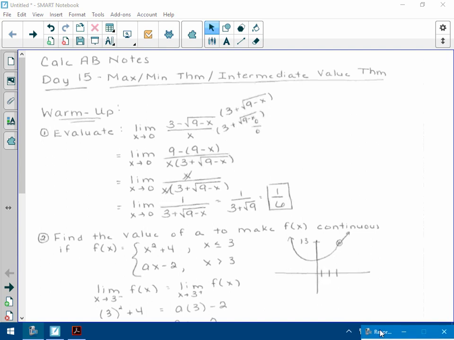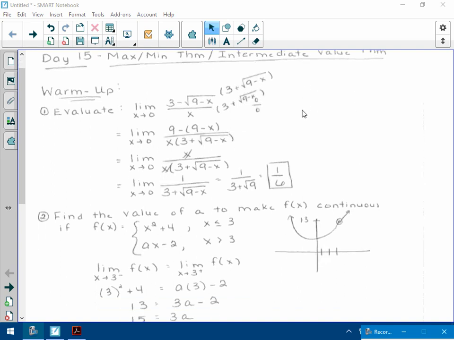All right, welcome to day 15 of the Calc Notes. Now today is a little trickier. We're going to talk about the max-min theorem and the intermediate value theorem. They're actually things that make a lot of sense, but I think it helps just to hear them talked out a little bit. First, some warm-up questions, because there is a quiz on limits coming up, and these are some of the quiz questions or types of quiz questions you could see.